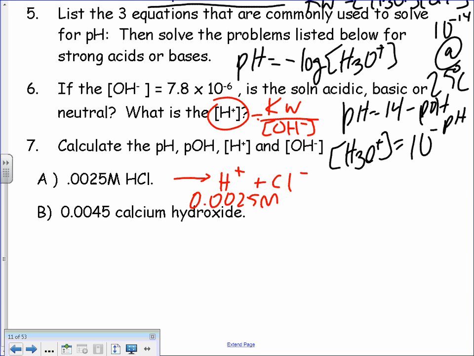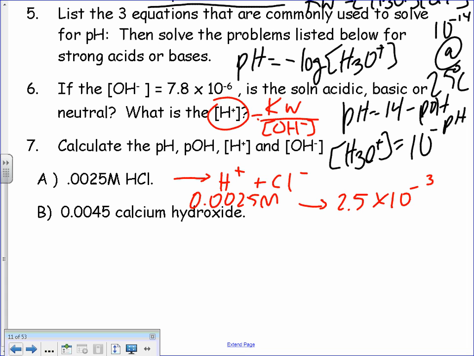What is an approximate pH for this? 2.8. Okay, tell me how you got that. It's 2.5 times 10 to the negative third, and it's a little more than 1, so I figured it's a little less than 3. We double check with the calculator, doing the negative log. But whenever you can write it in scientific notation, it's much easier.